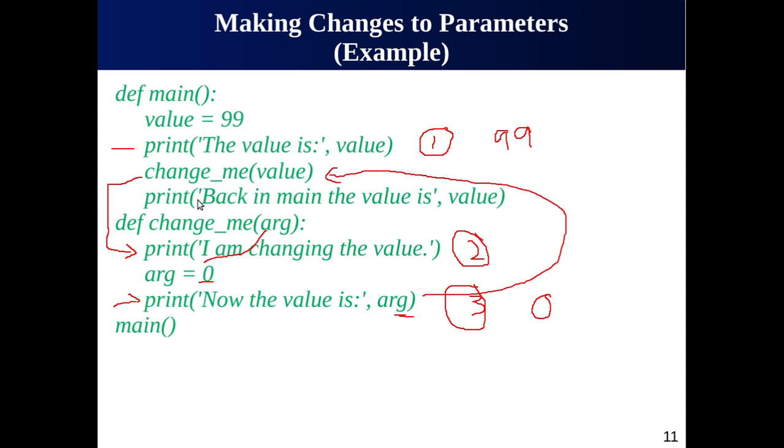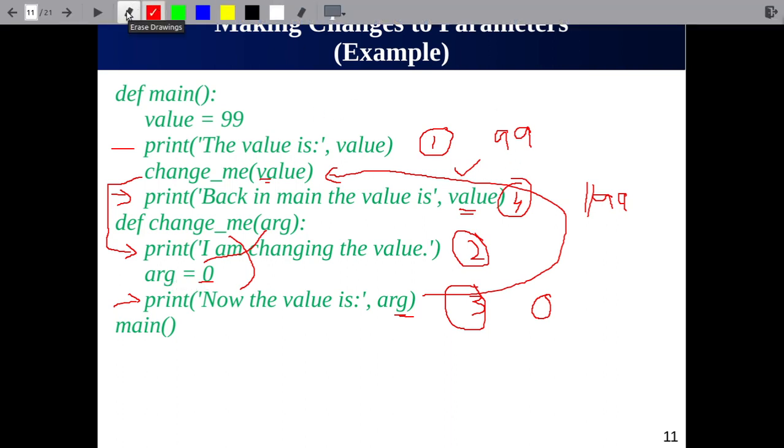Control will transfer here. Now we still have a statement. It will be displayed. The sequence here is 4. Back in main, the value is. Now it will display the current value of value. We have changed the value, but that change has no effect on this value. The value of value is still 99. So it will display 99. What I mean to say is that any changes that are made here will have no effect on the changes here. Or in other words, changes made to the parameter will actually have no effect on the argument. We will see this program in the practical session as well.